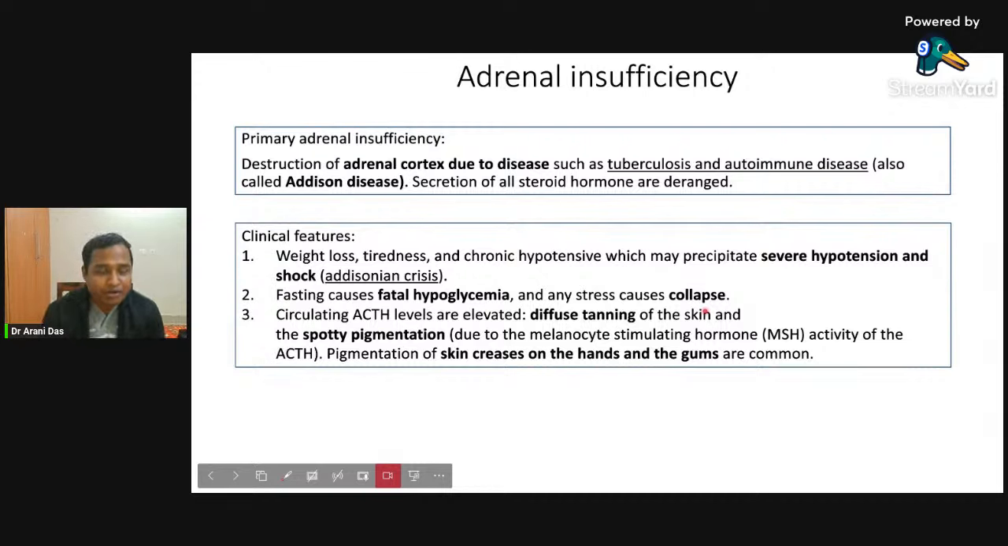Another important part is that because of this steroid hormone insufficiency, there is no feedback inhibition to the pituitary and hypothalamus. So more and more CRH and ACTH will be released. That ACTH can produce a different type of symptom, which is diffuse tanning of the skin and spotty pigmentation, because ACTH can interact with the melanocyte stimulating hormone receptors, MC1R and MC2R. These are the names of the receptors where it can interact, and more melanin is produced. This melanin produces diffuse tanning of the skin, generalized, maybe in the skin creases of the hand and the gums, which is very common. So these are the cardinal features of adrenal insufficiency.